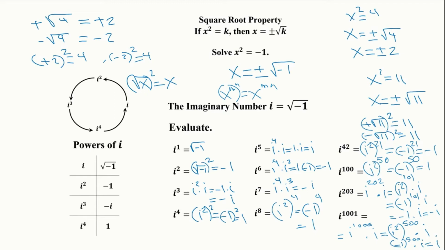Okay? So notice that no matter what power you look at, it's going to be one of these 4 powers, right? That's why we call it a cyclic group of order 4. You only get one of these 4 results: i, negative 1, negative i, or 1. Okay, so make sure you're comfortable with these before we proceed.